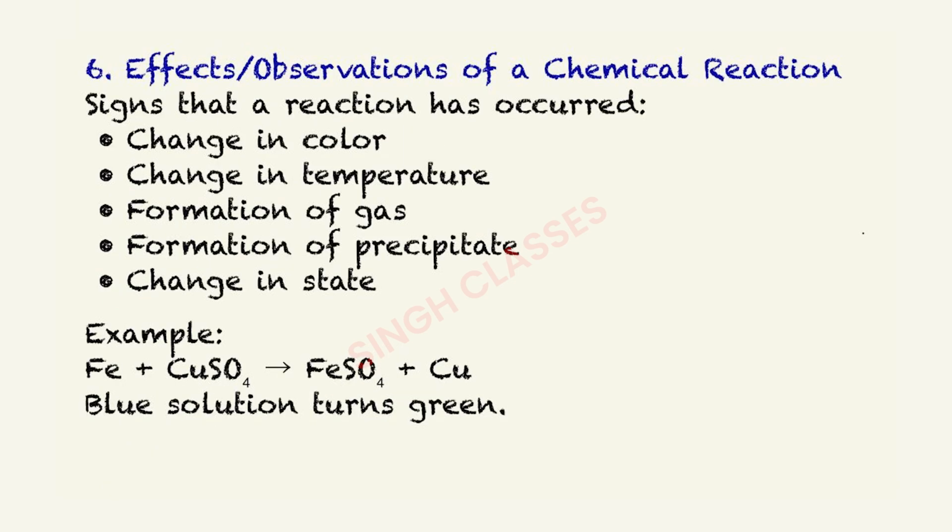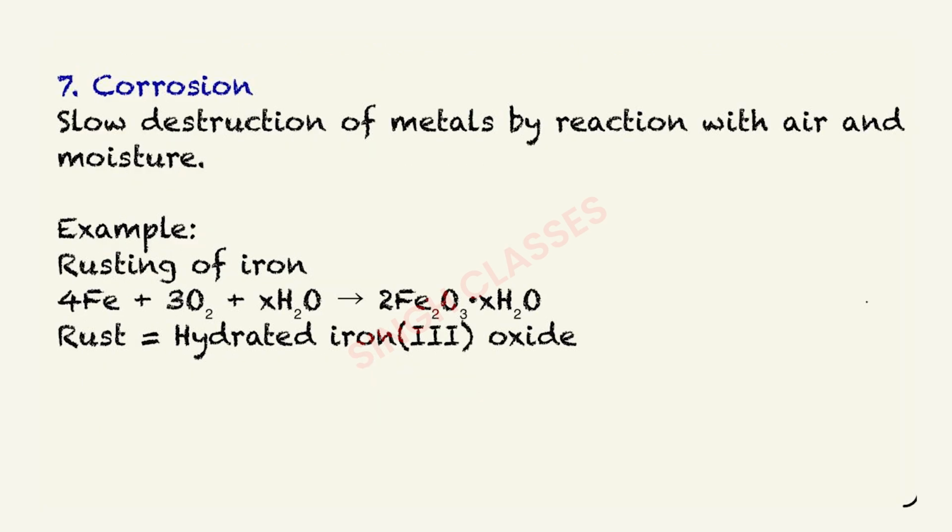6. Effects and observations of a chemical reaction. Signs that a reaction has occurred include change in color, change in temperature, formation of gas, formation of precipitate, or change in state. Example: iron and copper sulfate results in the blue solution turning green.